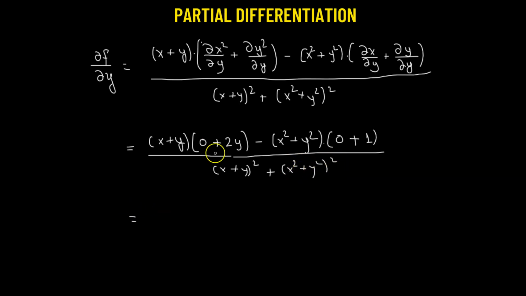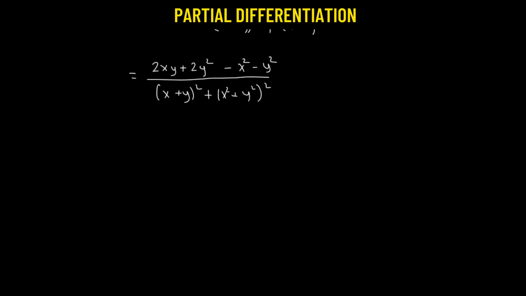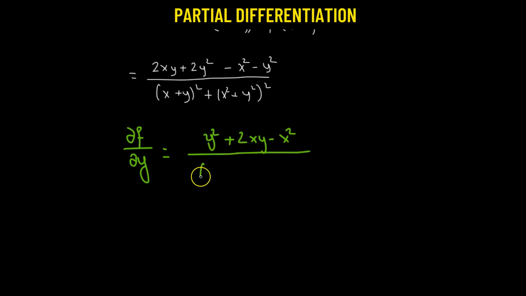So let's multiply 2y by x plus y, so we get 2xy plus 2y squared minus x squared minus y squared, divided by x plus y whole squared plus x squared plus y squared whole squared. Therefore, finally, we obtain the value of the partial derivative of the function f with respect to y, which is equal to y squared plus 2xy minus x squared, whole divided by x plus y whole squared plus x squared plus y squared whole squared.